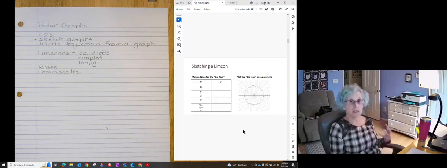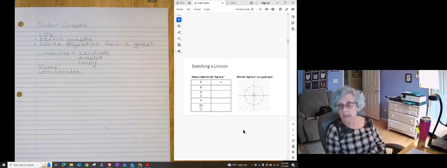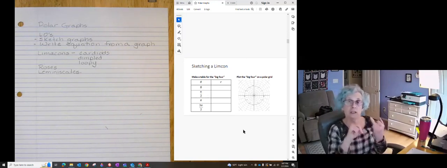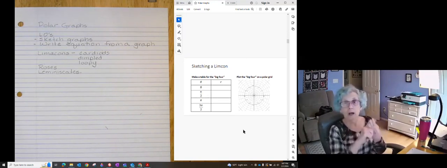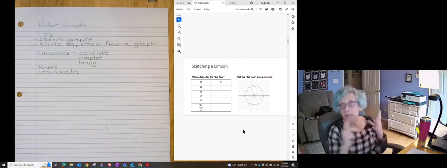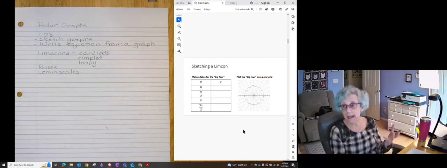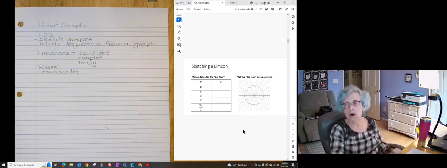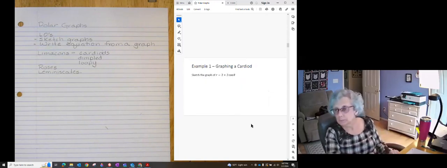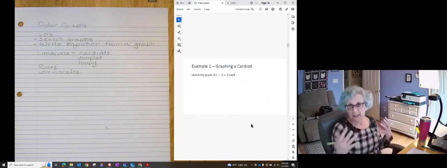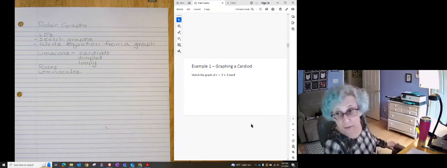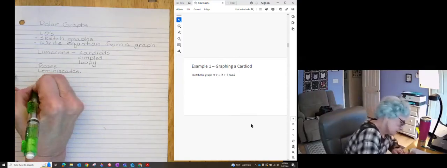Here is how I sketch a limacon. I make a table for the big four. And the big four are 0, pi over 2, pi, and 3 pi over 2. Then I plot them on a graph. That kind of lets me know what kind of limacon I have. Well, if A and B are the same, you know it's a cardioid. So let's practice just using the big four method of graphing.